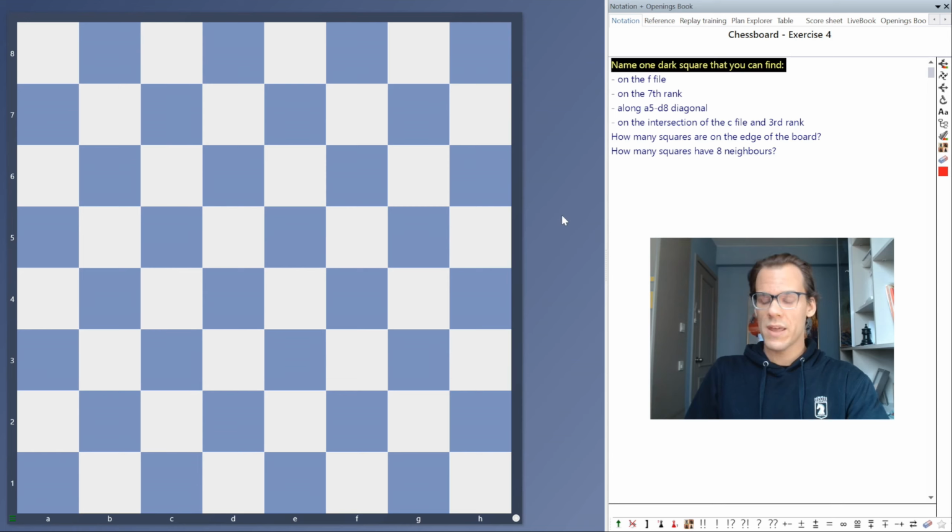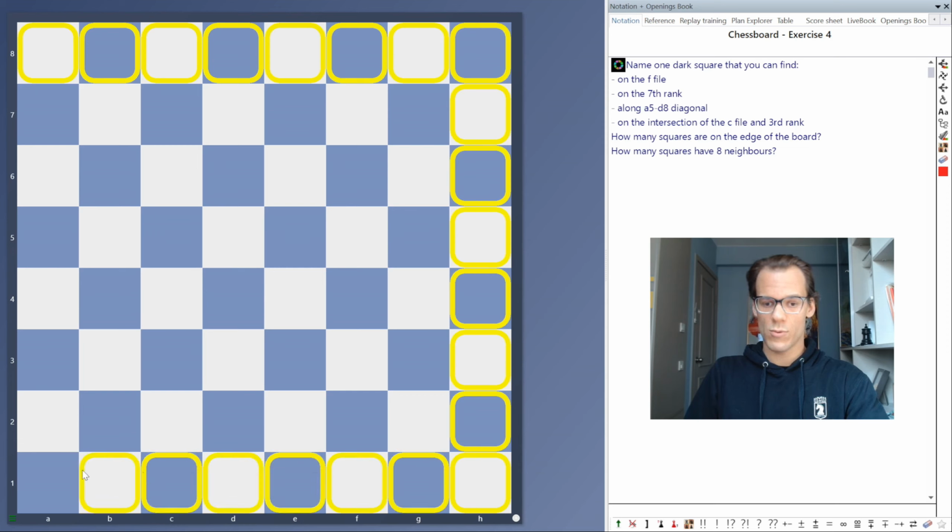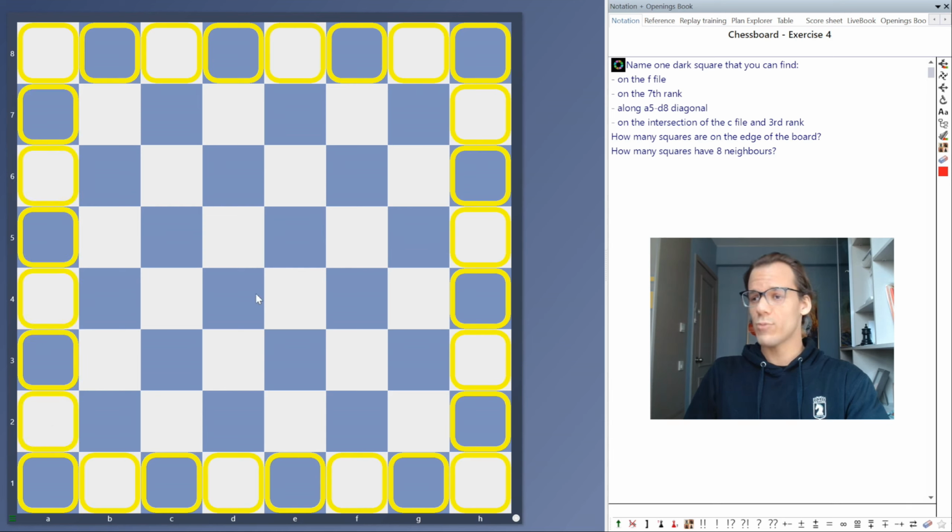Next, how many squares are on the edge of the board? So how many? I believe the number is 18. 1, 2, 3, 4, 5, 6, 7, 8, 9, 10, 11, 12, 13, 14, 15, 16, 17, 18, 19, 20, 21, 22, 23, 24, 25, 26. Sorry, I meant 28. Yeah, 28 squares, not 18.